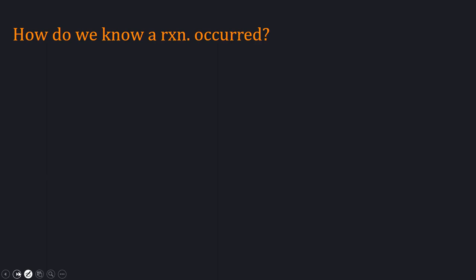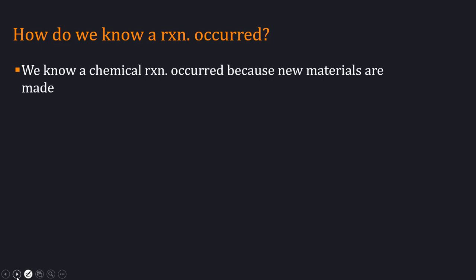So in lab, you guys looked at a few different compounds that reacted, and you could visually see if a reaction had occurred. Generally you can, but it's not always the case.